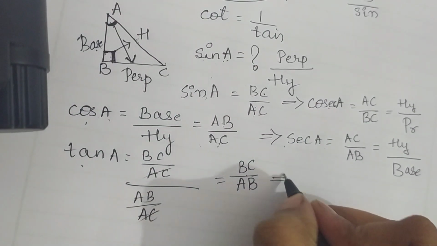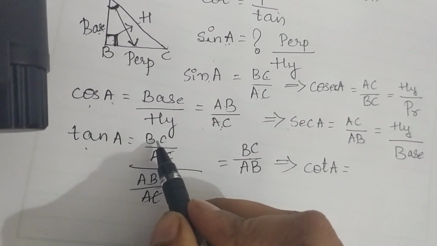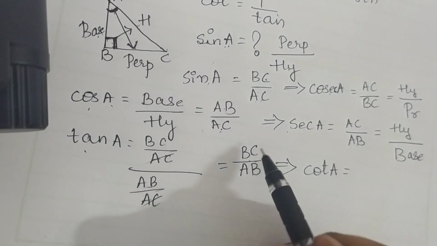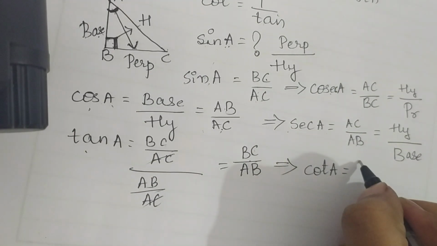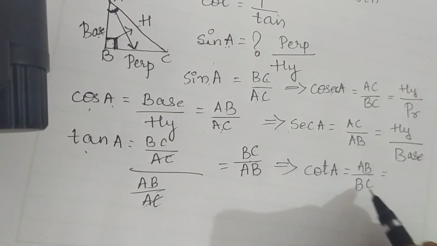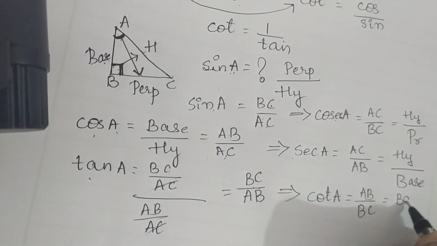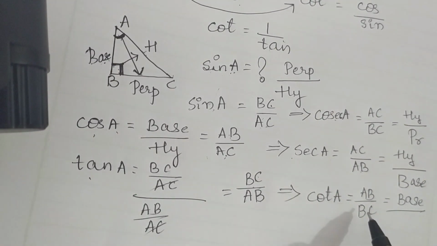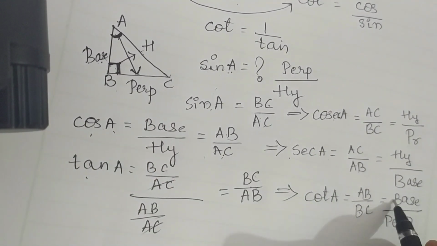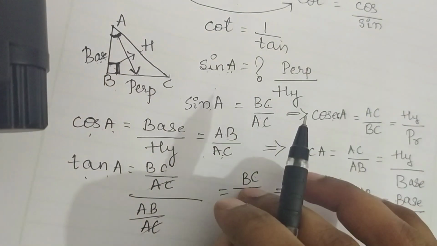What about cot A? Cot A is nothing but the reciprocal of tan. Tan here is BC upon AB, so we write AB upon BC. AB is your base, as you can see in the figure, and BC is your perpendicular. It is the reciprocal form of tan. This is all about the ratios.